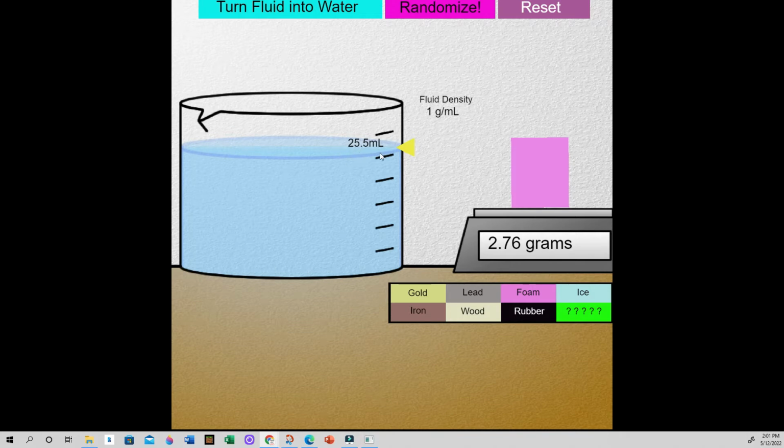Again, make sure you record this initial volume here. This is 25.5. Let's drop our foam in. And just like the wood, it's going to float. So we want to make sure that we hold it down and we get that proper final volume. So let me just grab it, pull it down. So that is 37.5 milliliters. That is all the data we need for our foam. So let's go back and do our calculations.